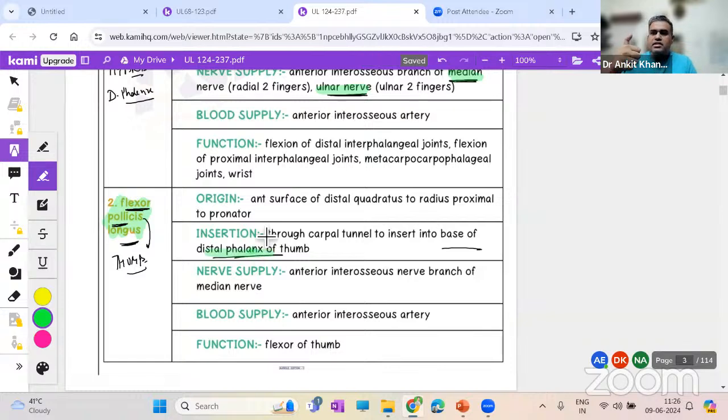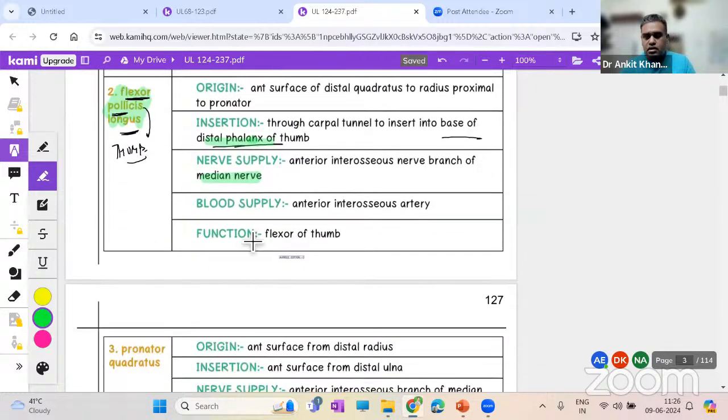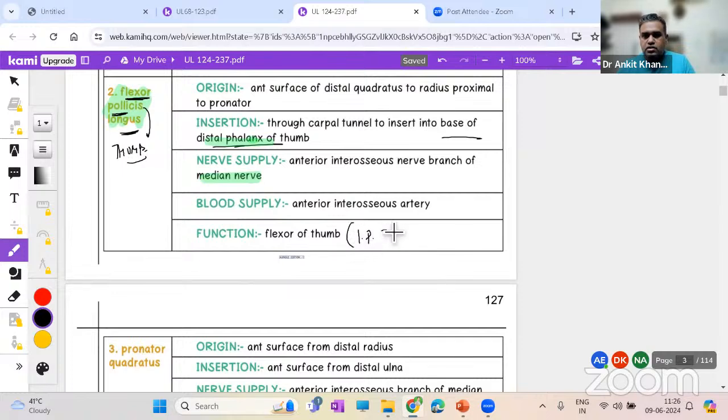So this will flex which joint? It will flex the interphalangeal joint. So while doing this movement, suppose you have to tighten anything like this, you have to flex the interphalangeal joint of thumb. That is done by FPL, flexor pollicis longus. It is again supplied by a branch of median nerve, right? Function is flexor of thumb, or to be more precise, you can say it is flexor of the IP joint of thumb.